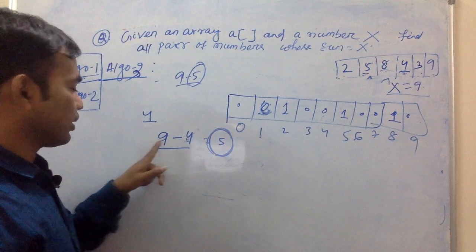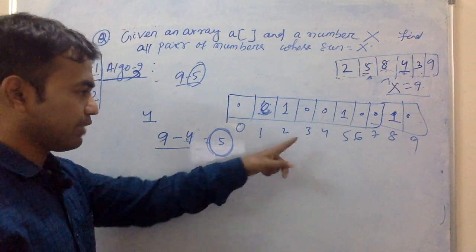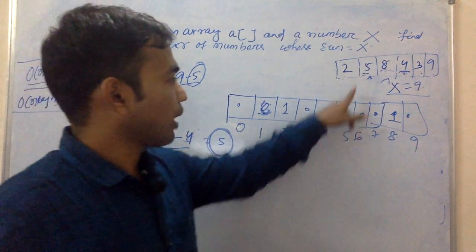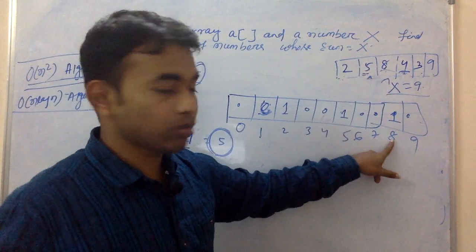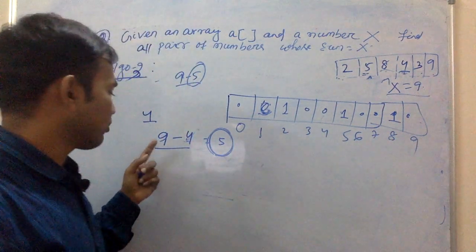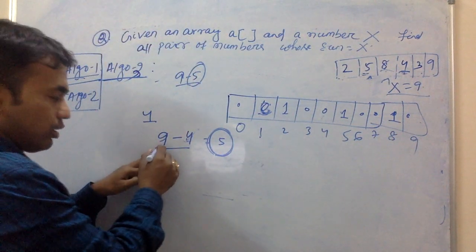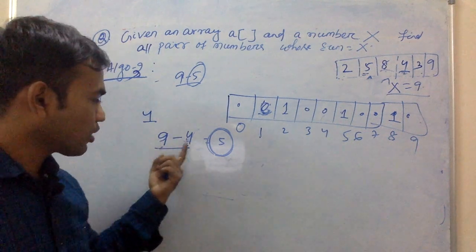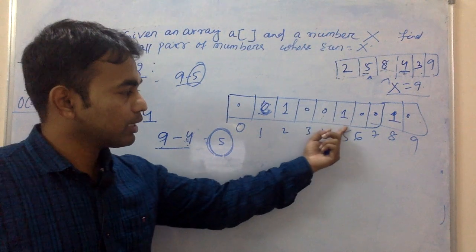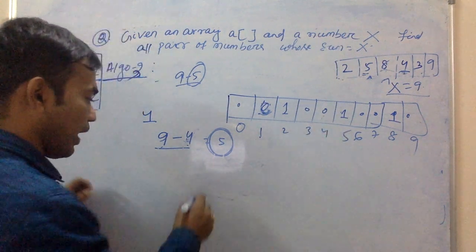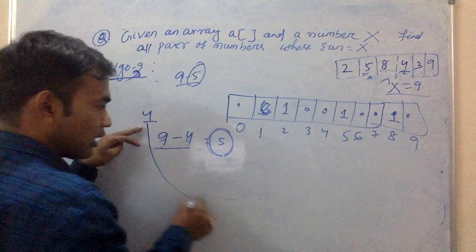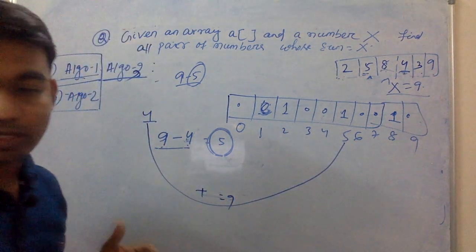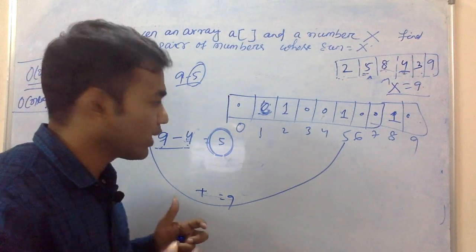Just revise this: 2 means we are inserting at 2 position, 5 means we insert at 5 position, 8 means we insert at 8 position. But at checking time, I am using x minus a of i. So I am checking 9 minus 4, and the fifth element is already present. Yes, so that means it is a match. There is a relation, the sum of these is nothing but 9. That's what we are checking.